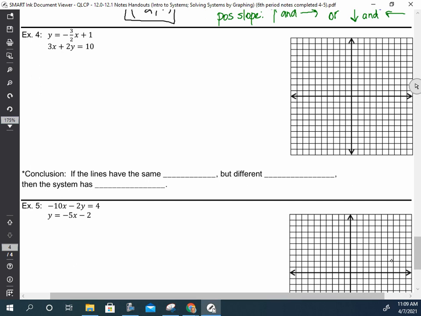So, first special case. Y equals negative 3 over 2x plus 1. 3x plus 2y equals 10. So, first equation, y equals negative 3 over 2x plus 1. It's already in slope-intercept form, so here's your slope, there's your y-intercept.